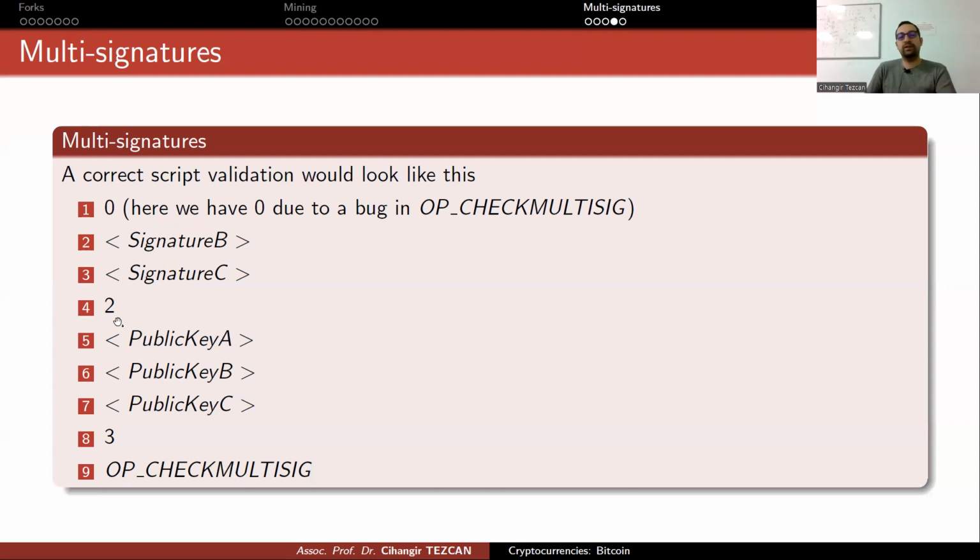So if, for instance, this tree would be 10, there will be 10 public keys here. And if it were 4 here, I would need to provide 5 inputs. So 0 with 4 signatures.